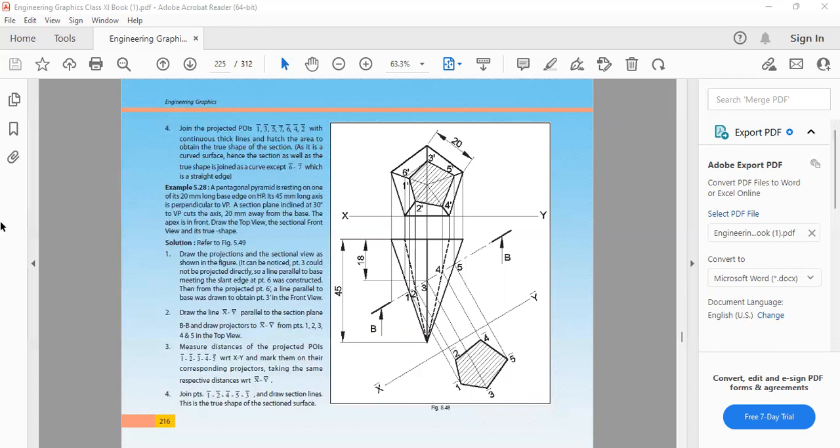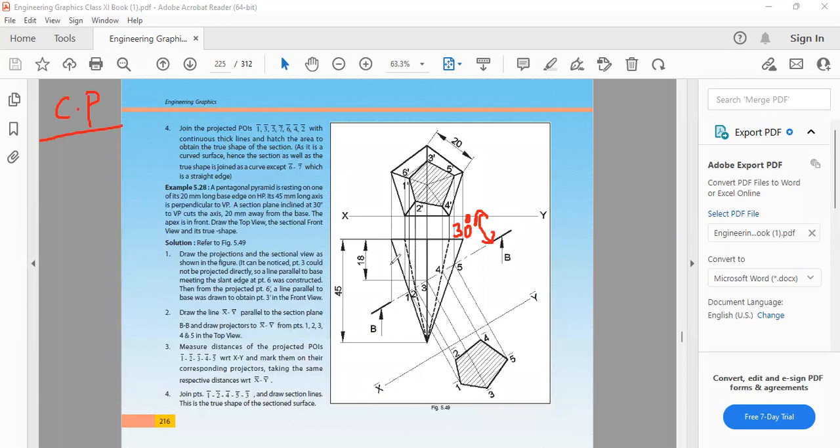Okay. So here the object is a pentagonal pyramid. And where is the cutting plane? The cutting plane is inclined to VP. The inclination is 30 degrees. So the cutting plane is inclined at an angle of 30 degrees and cuts the axis 20 mm away from the base.